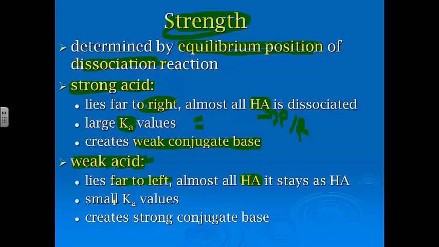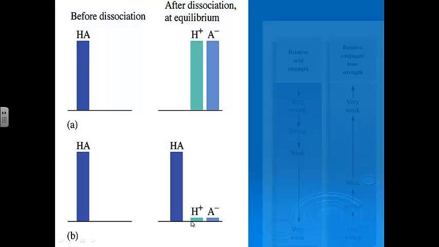Almost all of the acid stays as the acid, and they have very small Ka values, because it's just the opposite. If most of it stays as the reactants, then the Ka value is going to be smaller, and they have very strong conjugate bases. So that is going to become really important later on, so you just want to make sure that that's pretty automatic.